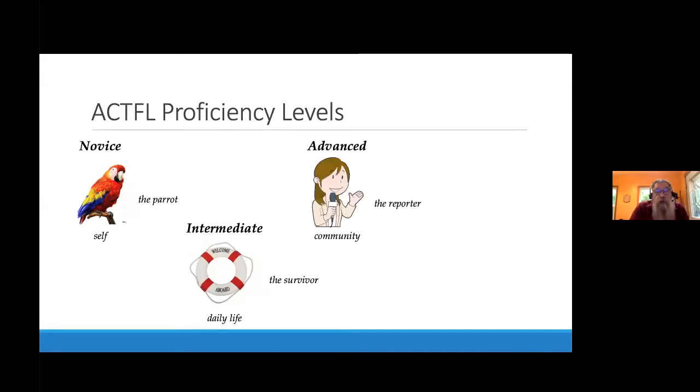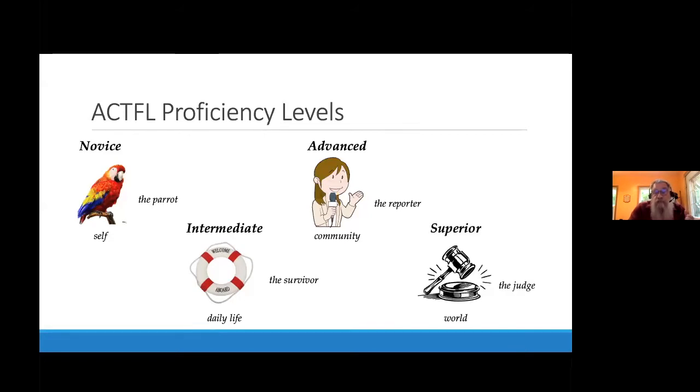Advanced speakers and writers are characterized as the reporter because they can narrate and describe at the sentence level. An advanced speaker or writer, a person with advanced proficiency, can function in the time frames of past, present, and future easily. And they can handle complications if the communication that they're dealing with isn't readily predictable and throws them a little bit of a curve. An advanced speaker can handle that. An advanced speaker can also be understood by most native speakers. It doesn't necessarily rely on having a sympathetic interlocutor.